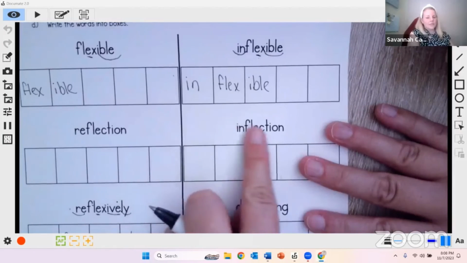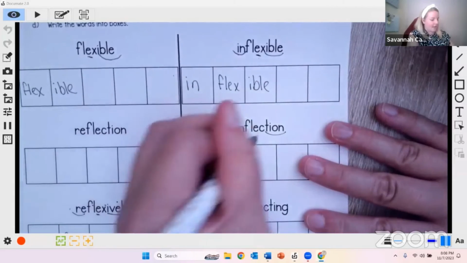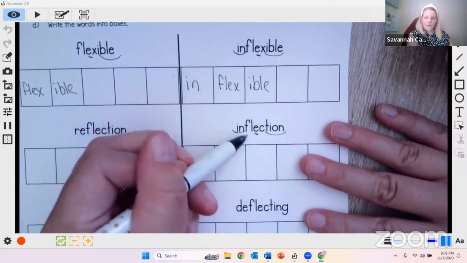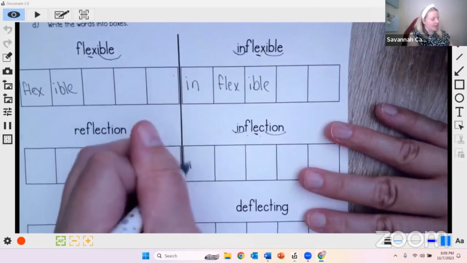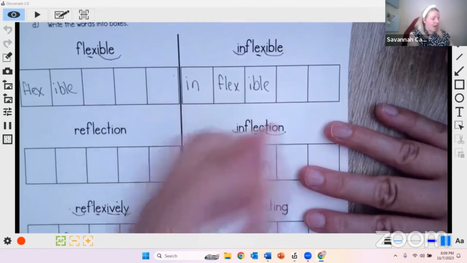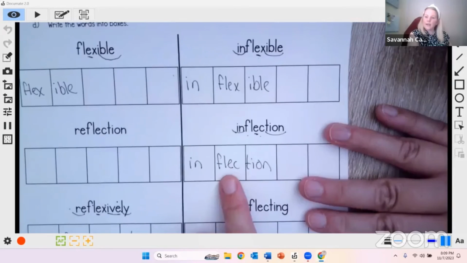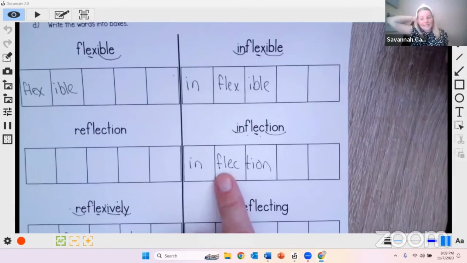I was trying to find one where, oh, let's do this one right here. Same thing, do you see any prefixes or suffixes? Okay, I see in and I see tion, and then I have an E. So I have 1, 2, 3 syllables. In, flex, tion. I keep the T with the tion, even though it technically goes there. If you want them to put the T on the other one, that is totally up to you. I say just be consistent.